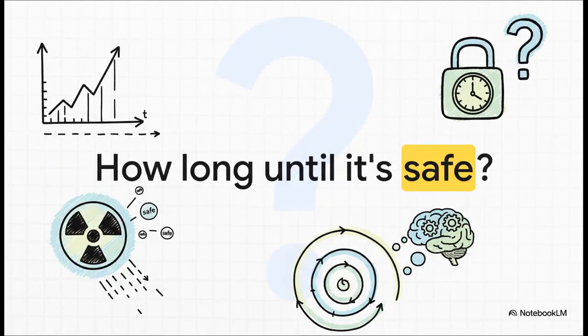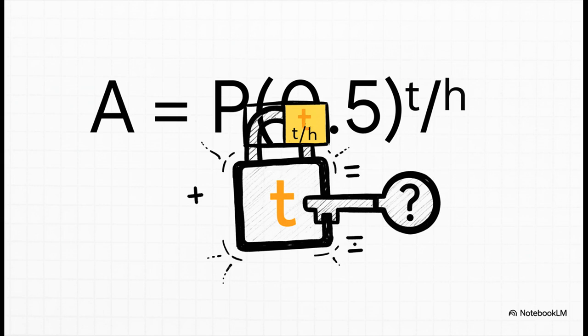Our half-life formula is awesome for finding the amount left after a certain amount of time has passed. But what if we need to do the opposite? I mean, how long until a radioactive spill is actually safe to be around? To figure that out, we need to solve for t, for time. And right now, it's kind of stuck. And here is the heart of the problem.